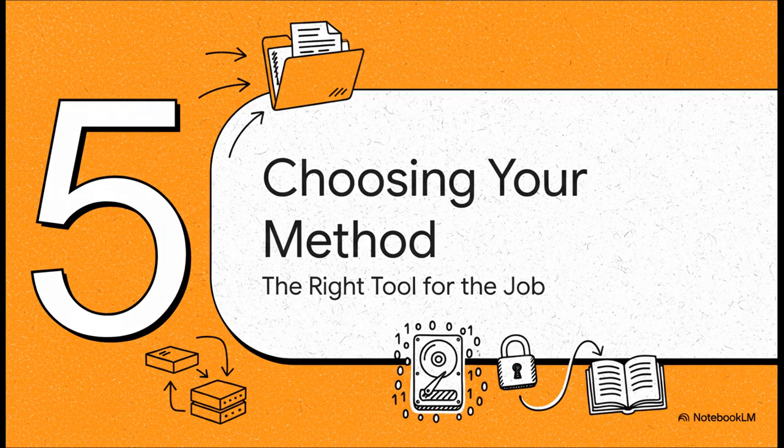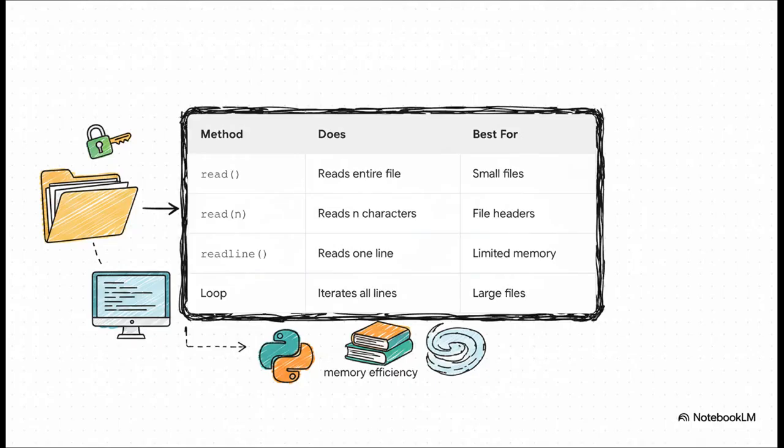Now, the real skill is knowing which tool to pull out for the right job. Let's break it down. If you've got a small file, like a settings file, and you need it all at once, read is perfect. If you need to peek at just the first few characters of a file, maybe to check its type, then read(n) is your tool. But for almost everything else, especially big files, just looping line by line is the way to go. It's the safest, most efficient default choice.